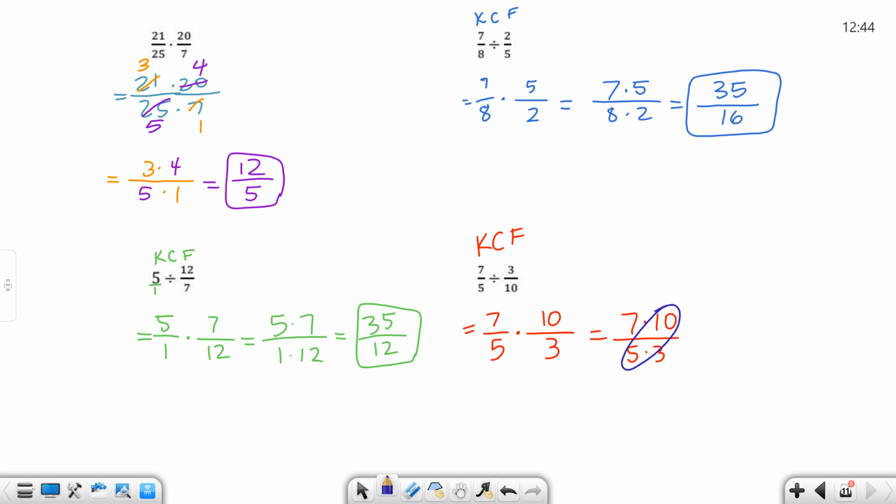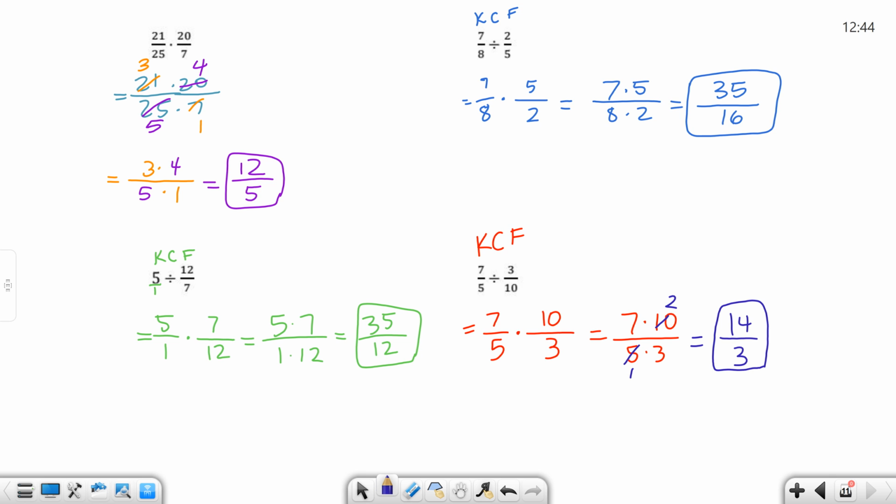What about 10 over 5? Oh, yeah, wait a minute. What goes into both of those? 5 goes into 5 once and 10 twice, right? So this becomes what? 7 times 2 is 14 over 1 times 3 is 3. And do 14 and 3 have anything in common? The answer is no. There's nothing that divides into both, no common factor. So your final answer is 14 thirds. Okay, again, an improper fraction.